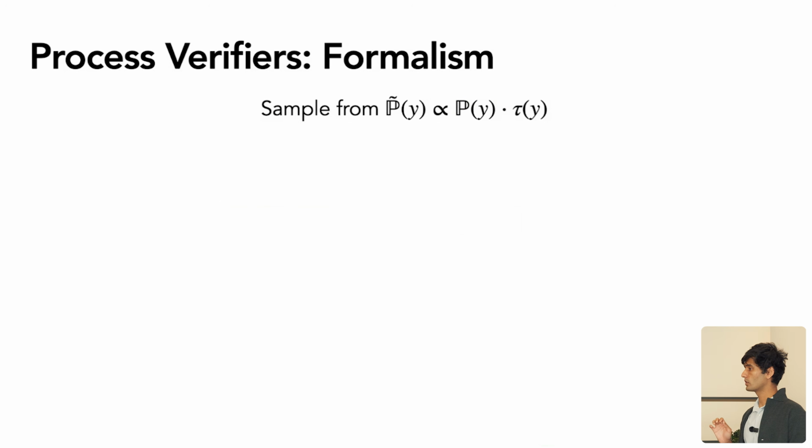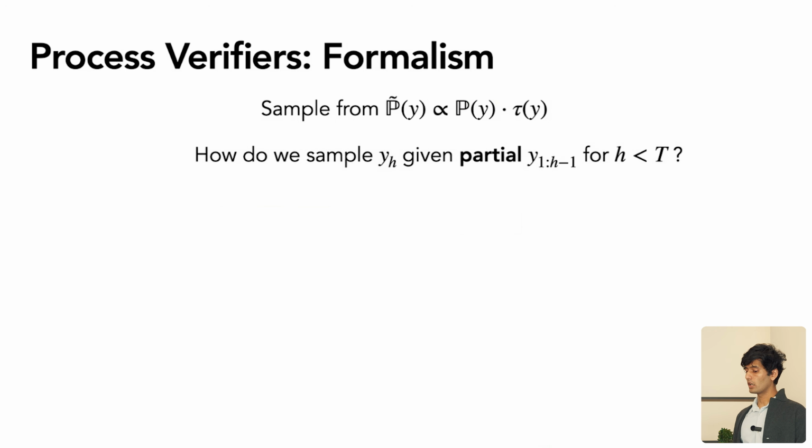Okay, so let's try to formalize this and try to understand how to use this framework. Again, recall that we want to sample from P tilde, which just happens to be the distribution multiplied by this reward tau. Okay, so let's say you want to sample the next token at horizon time h, given a partial response y1 to yh for some intermediate time h relative to the horizon T. What would be sufficient to understand how we should sample the next token?